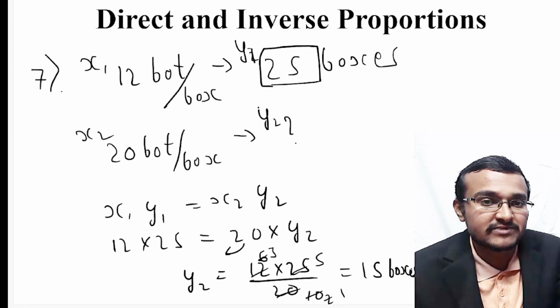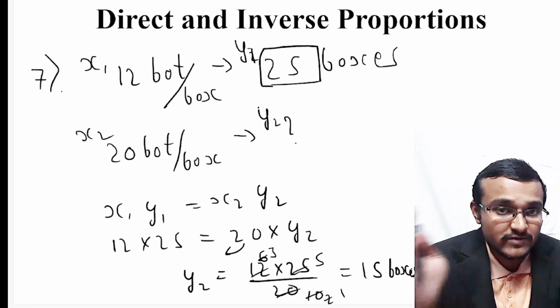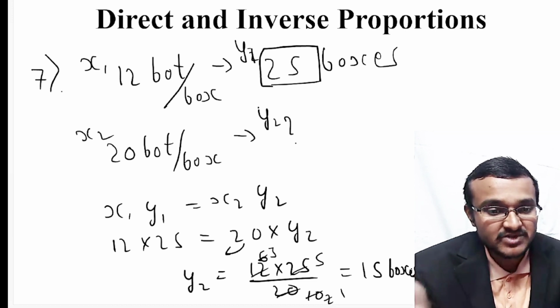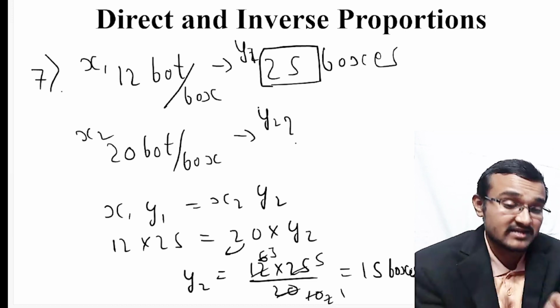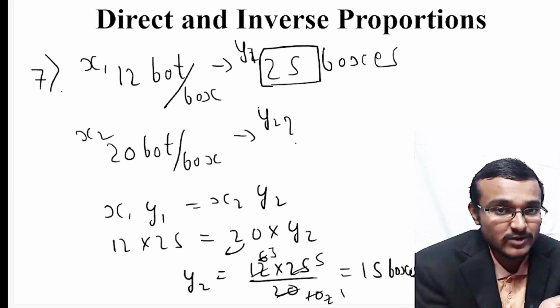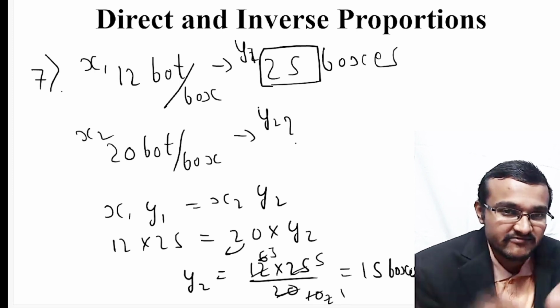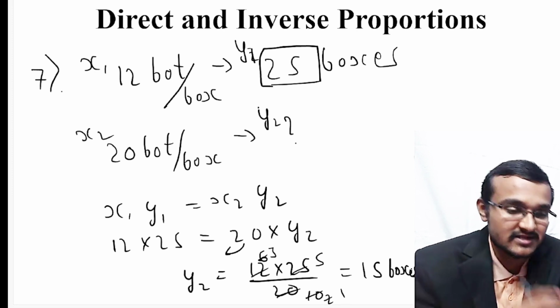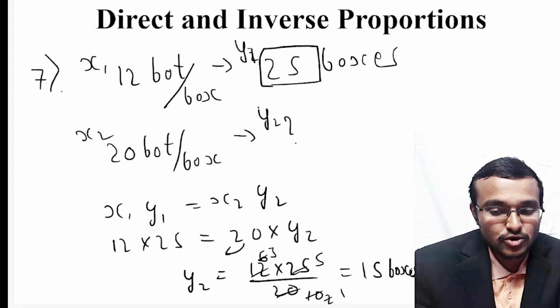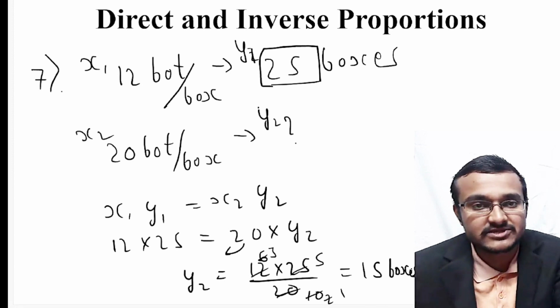So if they are keeping 12 bottles per box, then they require 25 boxes, which is given in the question. So if they are keeping 20 bottles rather than 12 bottles, then they require only 15 boxes to keep all those bottles. So 15 boxes is the answer for the 7th question.